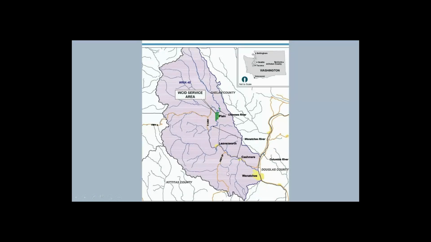Yeah, so this is the Wenatchee Basin, Water Resource Inventory Area 45. We have highlighted here the Wenatchee Chihuahua Irrigation District service area. It essentially serves the area around Plain near Lake Wenatchee, just north of Leavenworth.